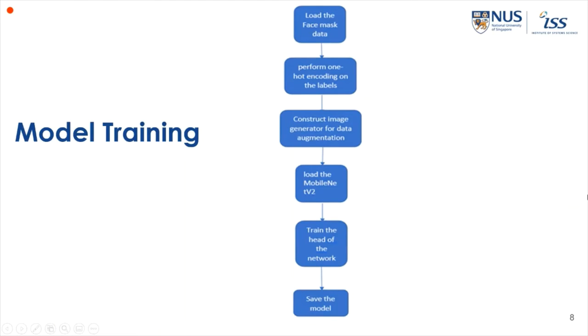The next step is to load the MobileNetV2 network. And while loading it, I ensured that the head fully connected layers were left off so that we could tune it according to our needs. And then the head of the model was constructed on top of the base model. So once we placed the head fully connected model on top of the base model, that became the actual model that we trained our model on. And finally, we compiled and saved the model.